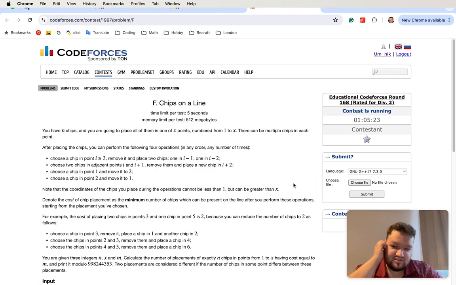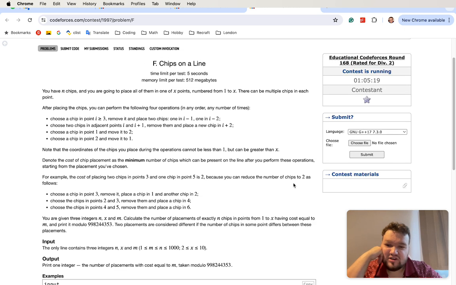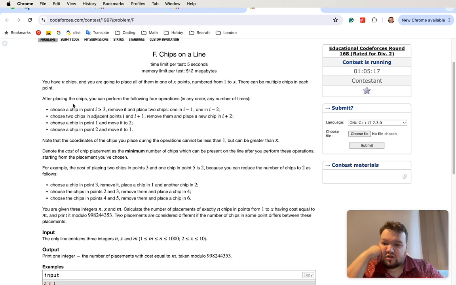Alright, let's read problem F, and then we'll check my calculations of memory. You have n chips. I'm going to place all of them in one of x points numbered from 1 to x. There can be multiple chips in each point. After placing the chips, you can perform the following 4 operations in any order, any number of times.